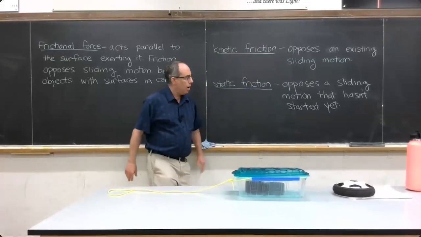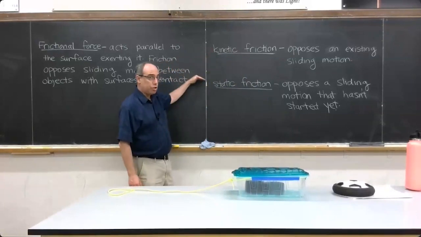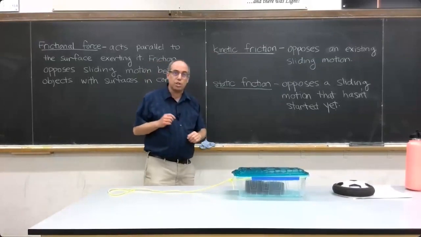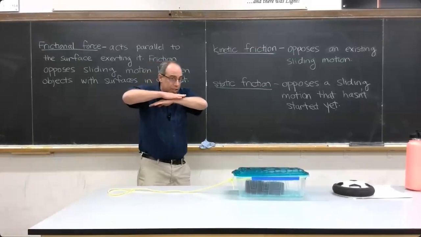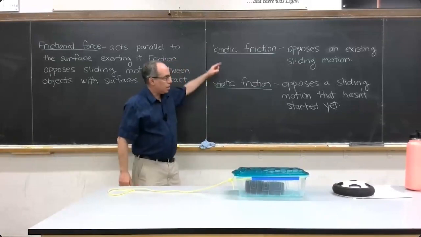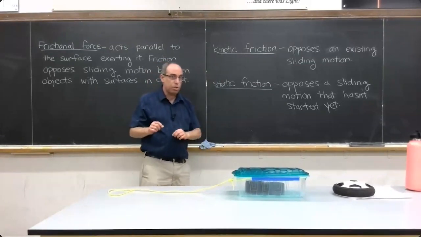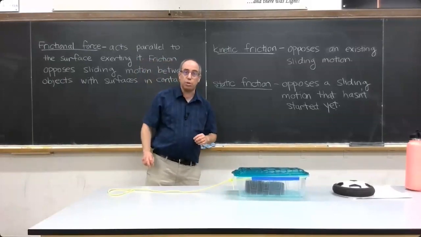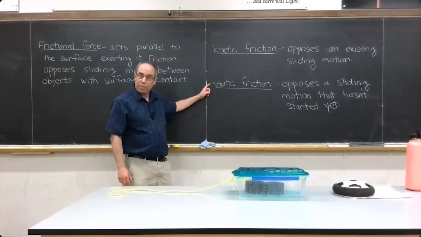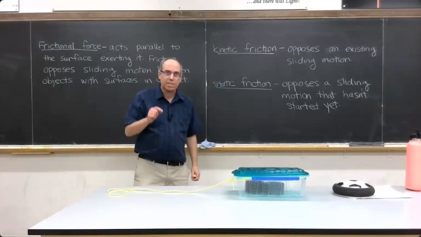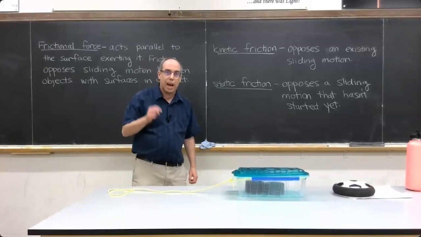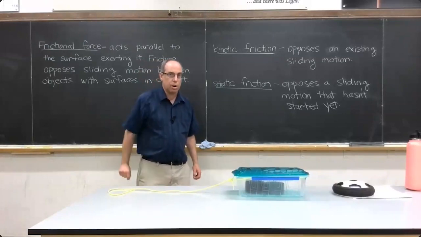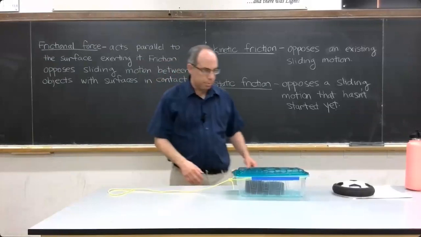Now, in this video, I'm going to show you that we can make a distinction between two flavors of friction. We have what's called kinetic friction. Kinetic friction acts in a situation where there is already a sliding motion in progress, and it acts to oppose that existing sliding motion. On the other hand, we have static friction. Static friction acts in a situation where the sliding motion has not yet begun. Static friction tries to keep that sliding motion from ever getting started in the first place. So I'm going to show you a couple examples.